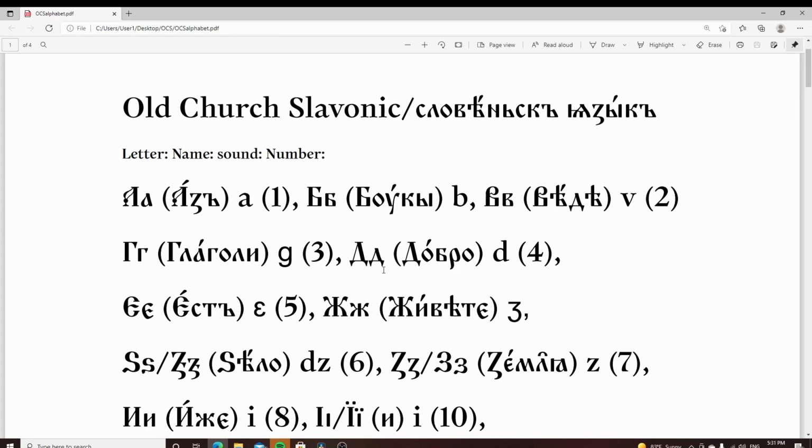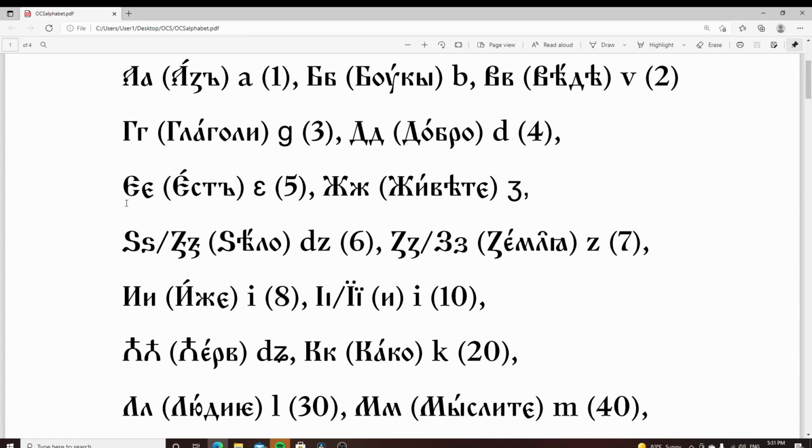The next letter is called Dobro. This is represented by the sound D, with the number 4. Next letter we have is Jest, and this is represented by the sound E, though it can also be represented by Ye. But more in the next video on that. And the number of Jest is 5.